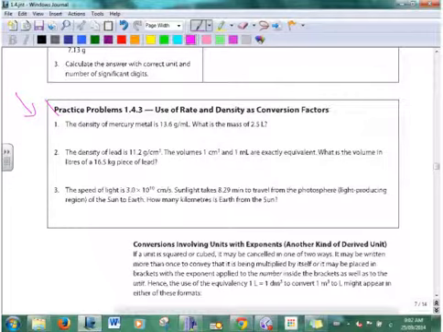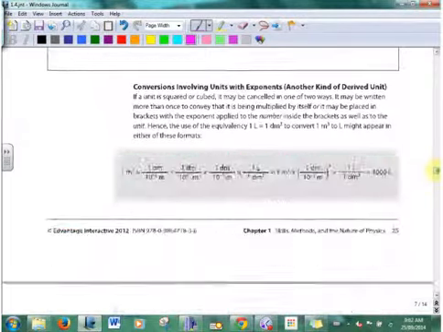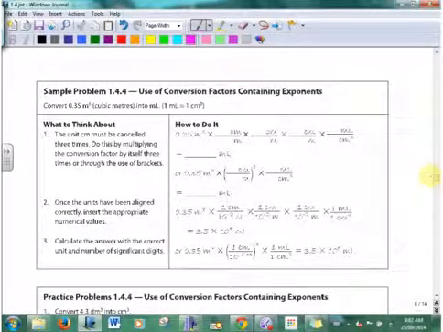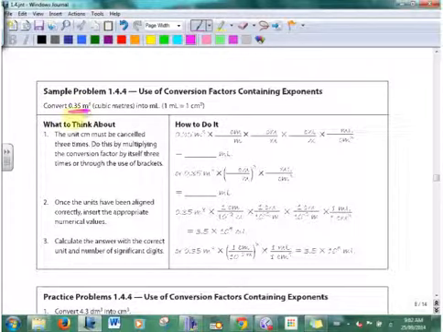Okay, hang on. Not done. One more. Last one. This one you may not have had so much in Math 10, okay? But it's not that big of a deal. Let me explain. Convert 0.35 meters cubed. How many significant digits are there?